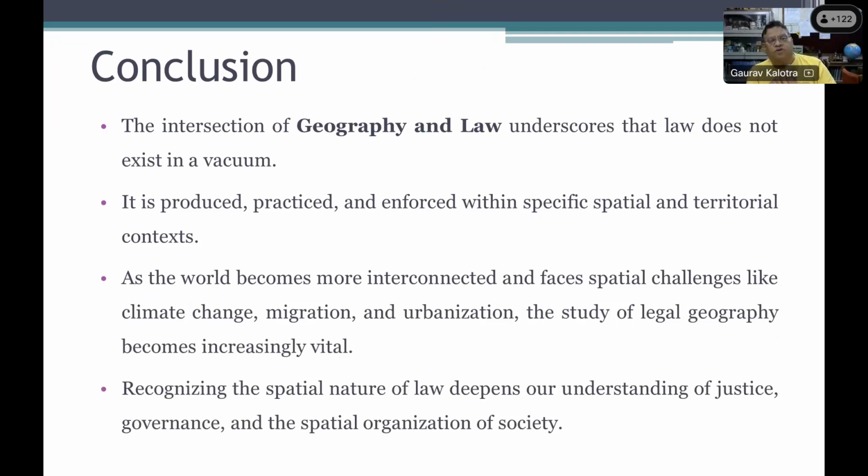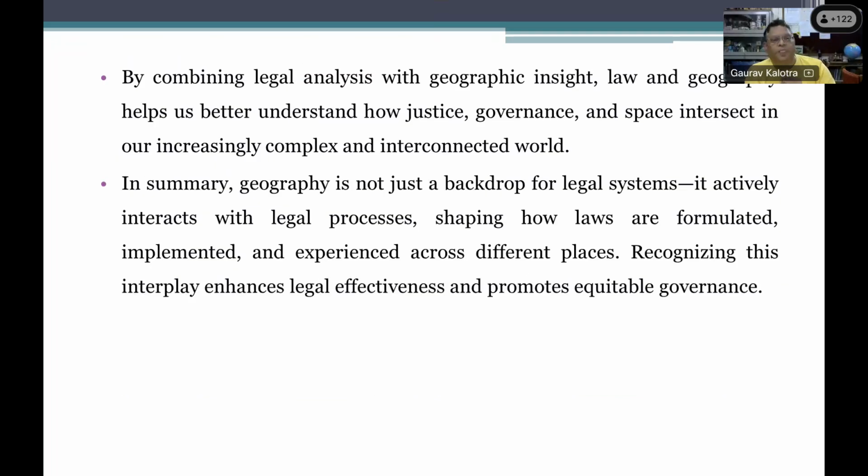Then coming on to the conclusions, the intersection of geography and law underscores that law does not exist in a vacuum. It is produced, practiced, and enforced within specific spatial and territorial contexts. As the world becomes more interconnected and faces spatial challenges like climate change, migration, and urbanization, the study of legal geography becomes increasingly vital. Recognizing the spatial nature of law deepens our understanding of justice, governance, and spatial organization of society. By combining legal analysis with geographic insight, law and geography helps us better understand how justice, governance, and space intersect in our increasingly complex and interconnected world.